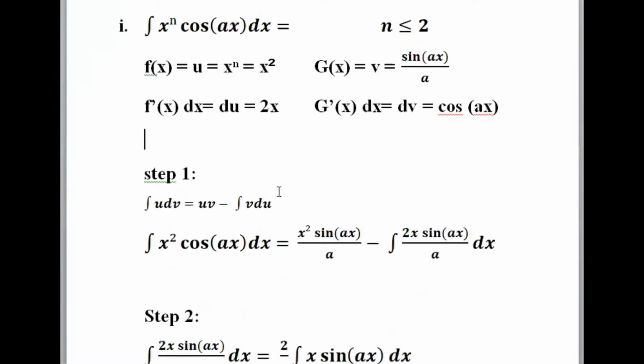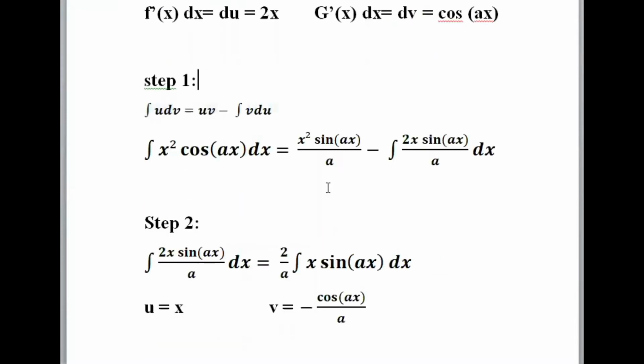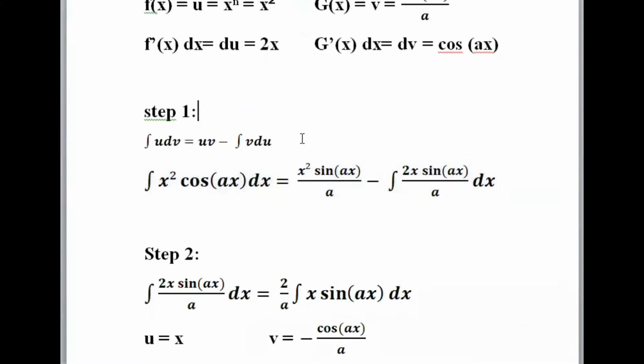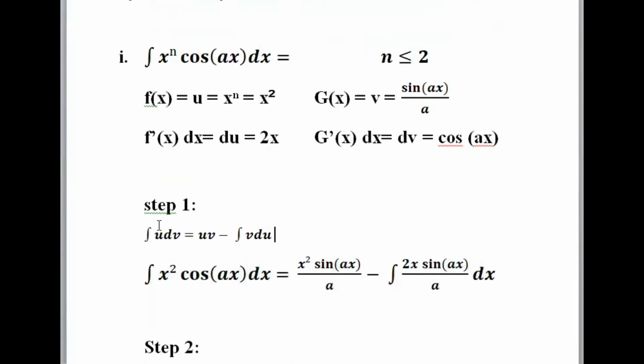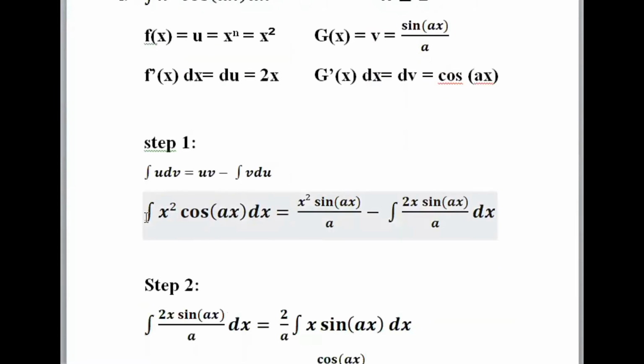For step 1, we can use this formula, which is integrate u dv equal to uv minus integrate v du. First, we get the information from this and substitute into this formula, and we get integrate x squared times cos ax dx equal to x squared sine ax over a minus integrate 2x sine ax over a dx.